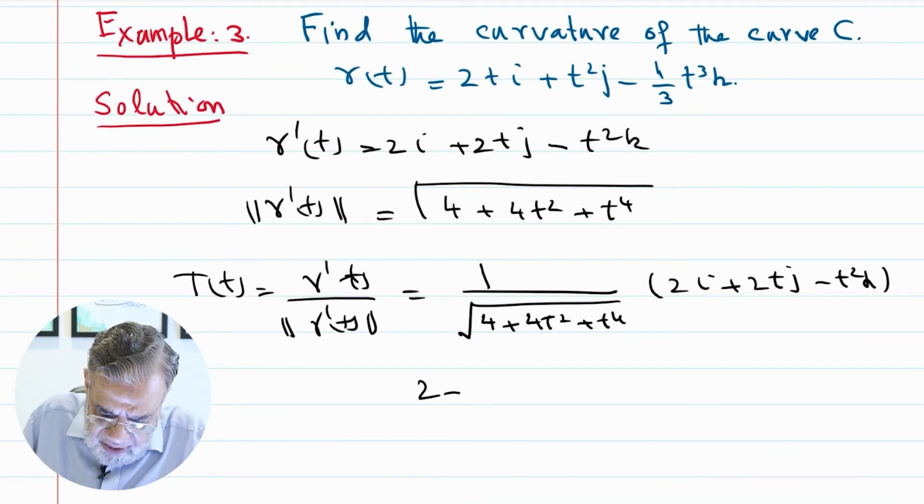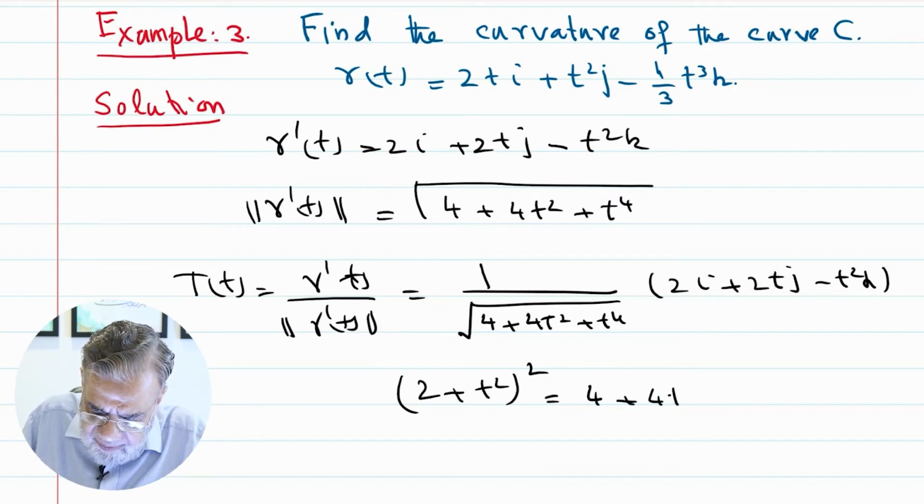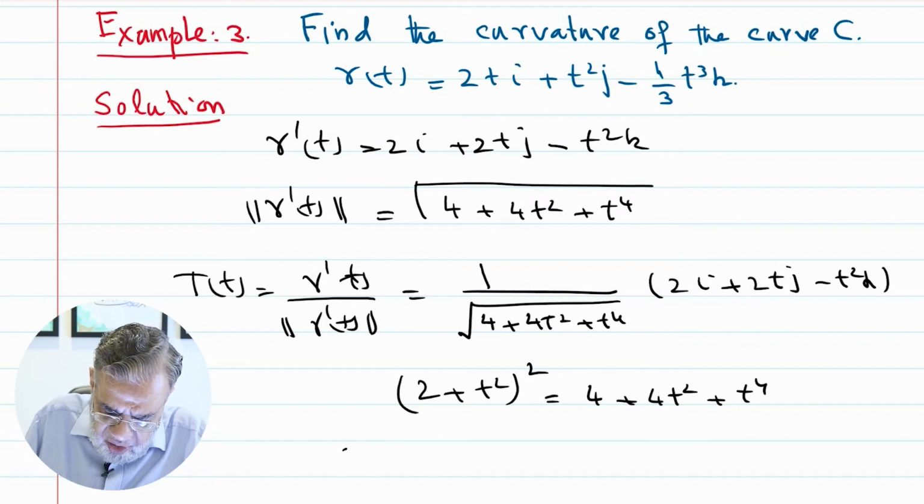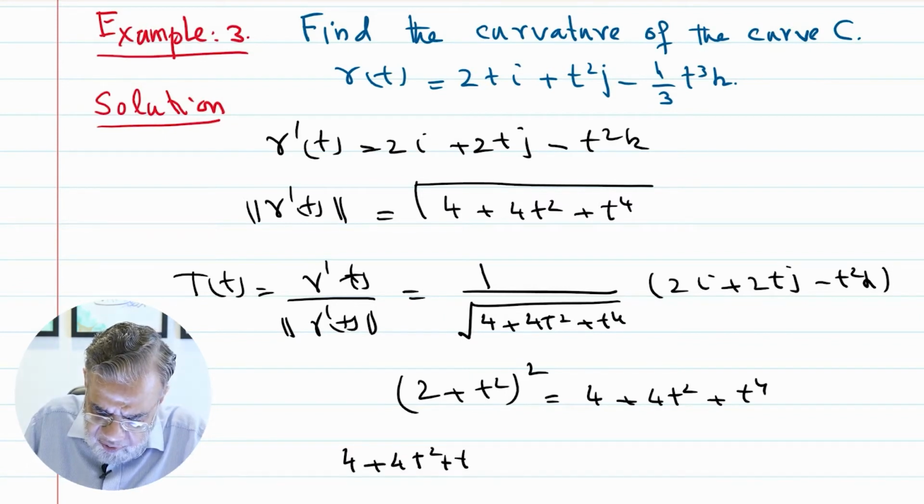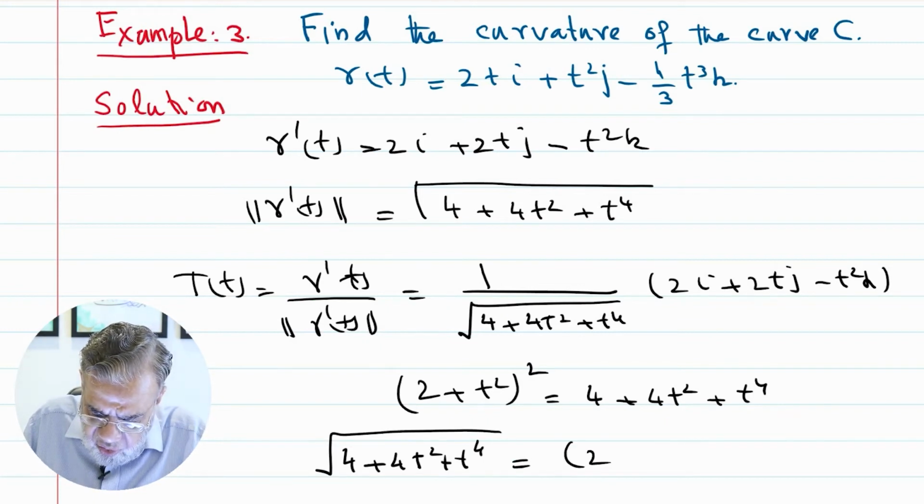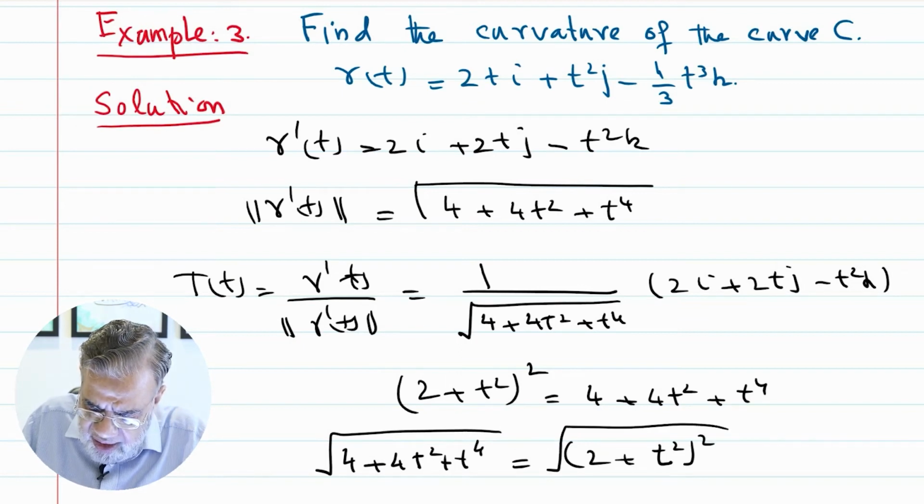We are having (2 + t²)². If we open it, we get 4 + 4t² + t⁴. So if I take the root of this, 4 + 4t² + t⁴ under the root, that means I'm taking the root of ((2 + t²)²) under the root. The square root is cancelled, and I get 2 + t².